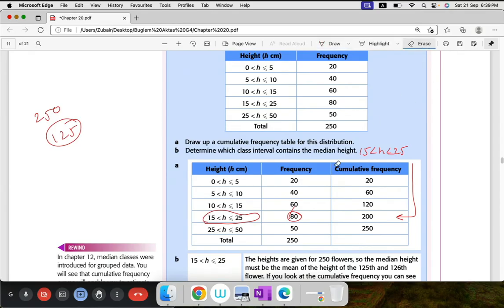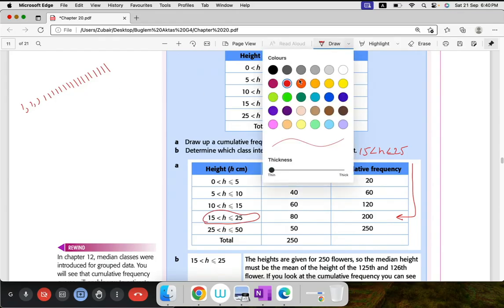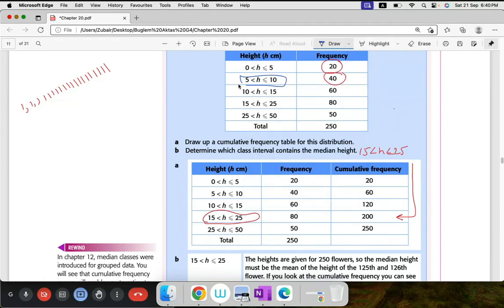So we find the middle of the cumulative frequency and then that gives us the median. These are 250 total. If I line them up, the first 20 are 0 to 5. So I'm just lining them up: 1, 2, 3, 4, 5, 6, 7, 8, 9, 10, 11, 12, 13, 14, 15, 16, 17, 18, 19, 20. Then 40 are from 5 to 10. So I'll line up these 40 from 5 to 10.